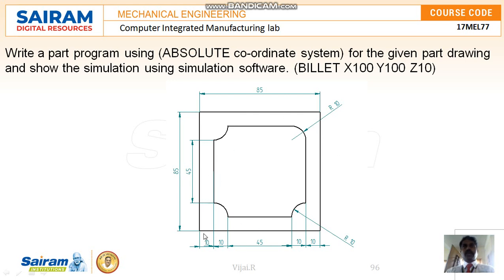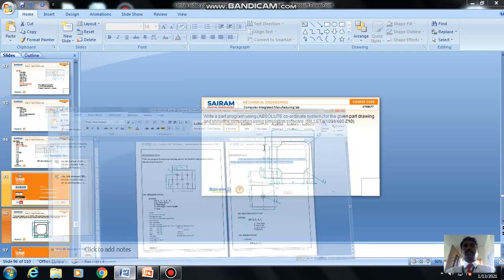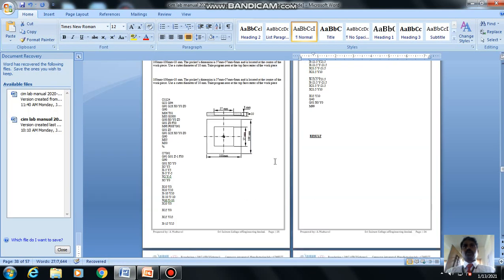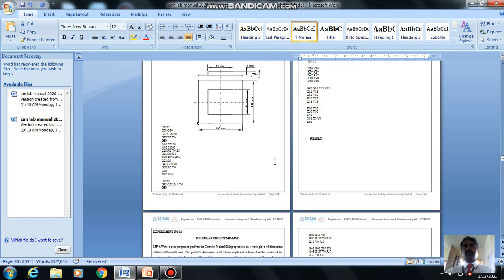So here X, Y and Z, three axis dimensions are there. The billet size is given as X100, Y100 and Z10. Okay, 100, 100 and depth is 10. So for this, how are we going to write the program? Let me see the program and let me show the simulation part. So here, what we have to do is write the program by using G codes and M codes.